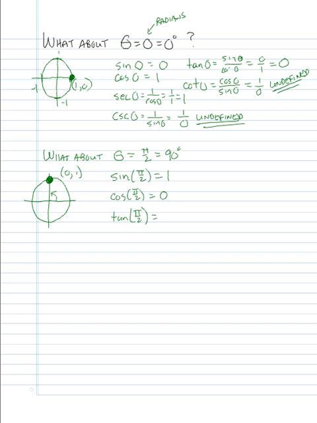Tangent of pi over 2. Well, tangent of pi over 2 is sine of pi over 2 divided by cosine of pi over 2. Or we can just remember second coordinate over first coordinate. That'd be a 1 over 0, and that's undefined, isn't it? And the cotangent of pi over 2, you see what I'm doing. Well, the cotangent would be the cosine of the angle divided by the sine of the angle. And the cosine of pi over 2 is 0, and the sine of pi over 2 is 1, and 0 divided by 1 is 0.